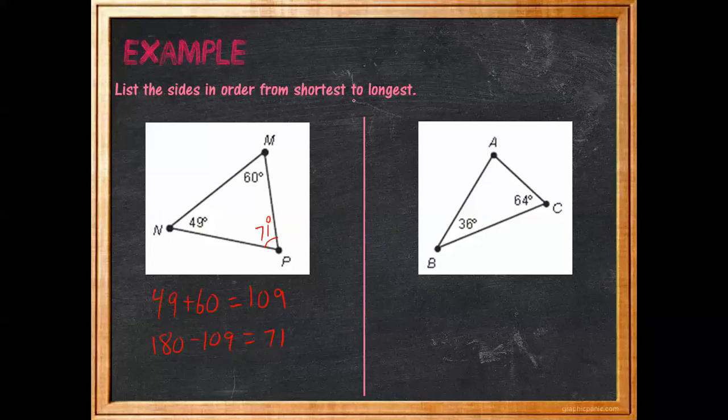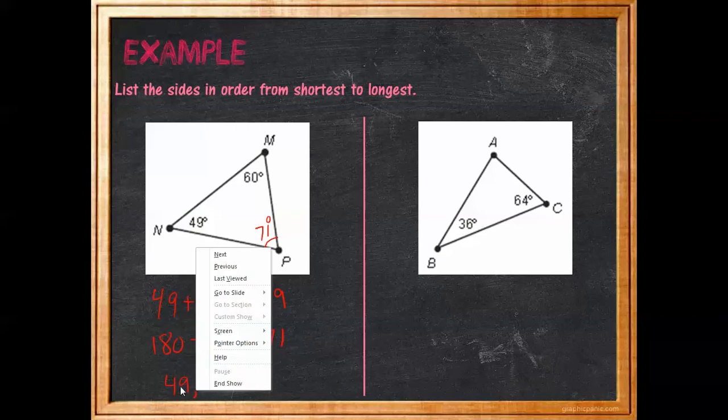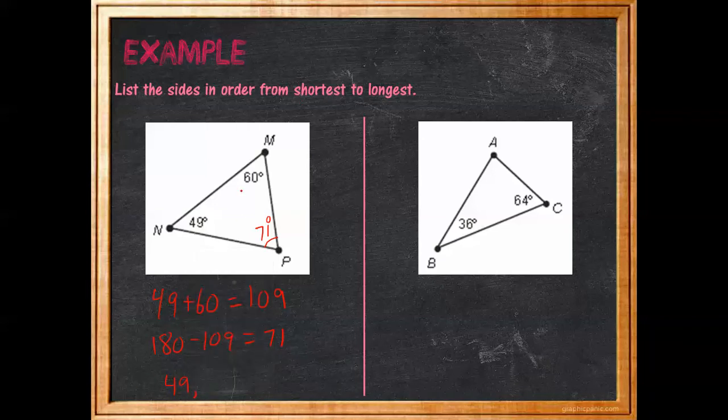So it says list it from shortest to longest. So shortest is 49, and then 60, and then 71. So we want to list the corresponding side lengths. Okay, 49 is first, so our first side length would be NP. That's the smallest one. The next one would be across from 60, so that is NP, and then the largest one is across from 71, so that one is NM. So those are from shortest to longest.